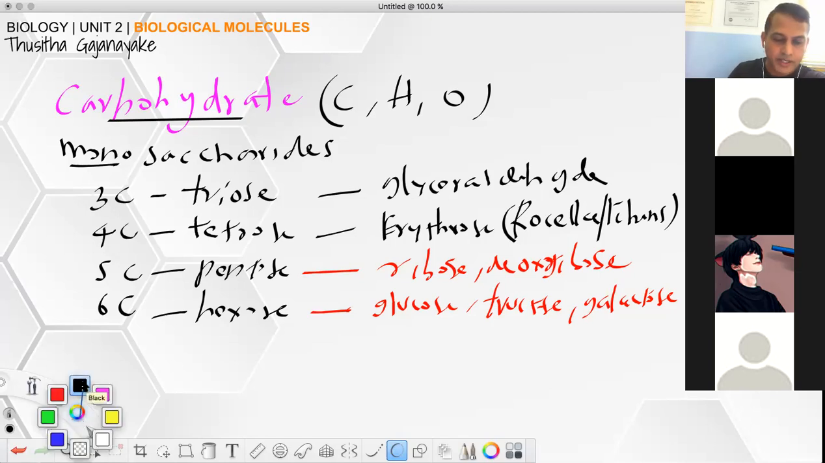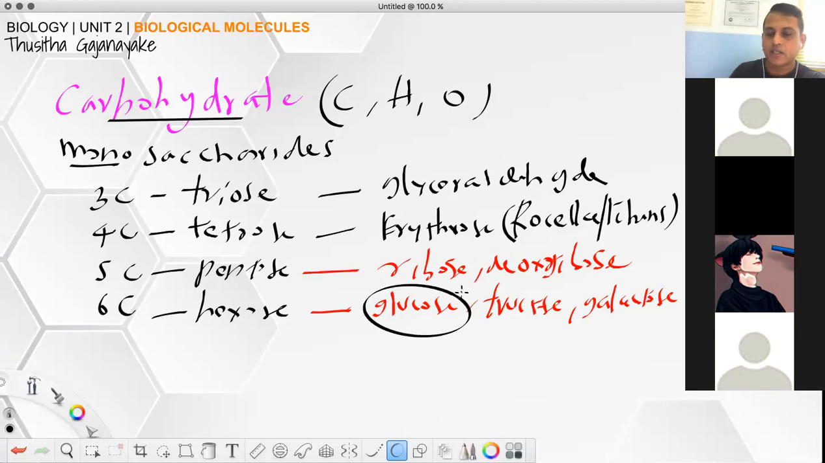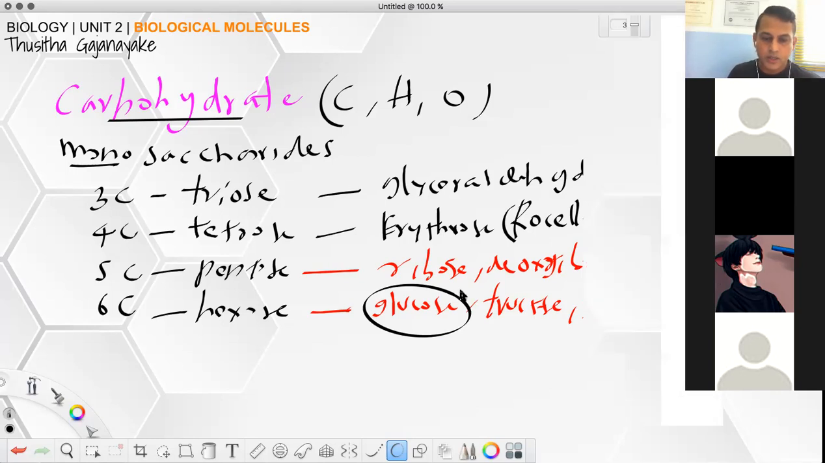But we are very interested to learn about glucose as a candidate of these monosaccharides. You can add this to the notes. There is a column for 3 carbon, 4 carbon, 5 carbon, 6 carbon, and the other column says what the sugars are, right?